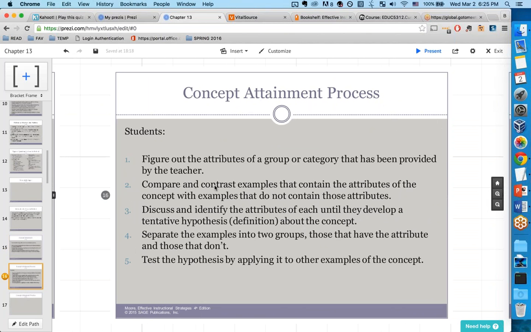So here's a procedure. You find attributes of a group or category, you compare and contrast examples, you discuss and identify the attributes of each of these items, you separate the examples into two groups, and then finally you test the hypotheses by applying them to other examples of the concept.